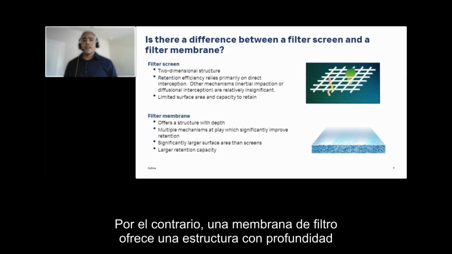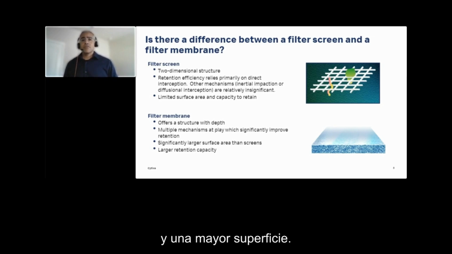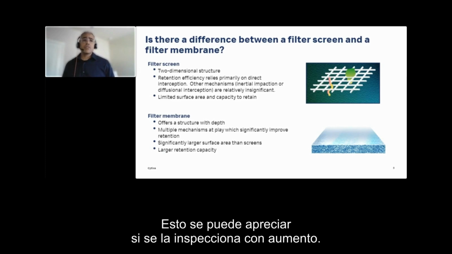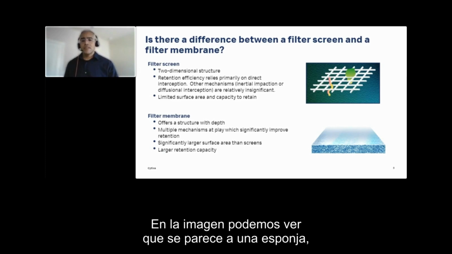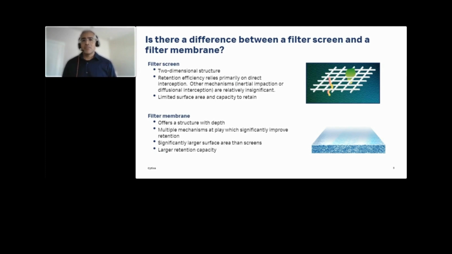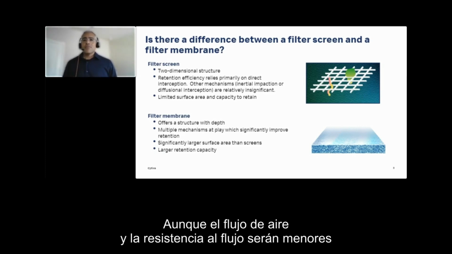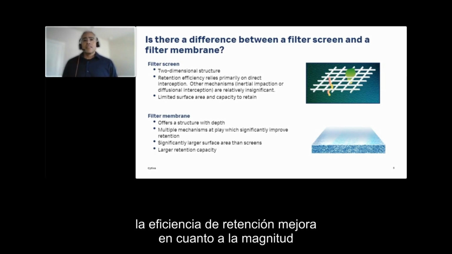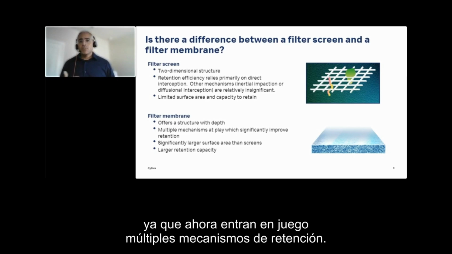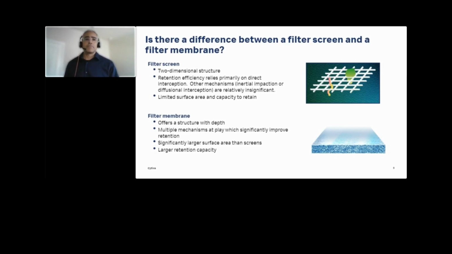In contrast, a filter membrane offers a structure with depth and a higher surface area, which can be appreciated when inspected under magnification, appearing in a way like a sponge, like in the image. So rather than a straight hole or a channel from one side of the membrane to the other. Although airflow and flow resistance will be lower than in a screen, the retention efficiency improves by orders of magnitude as now multiple retention mechanisms are at play.